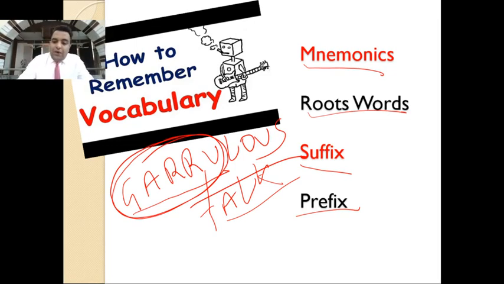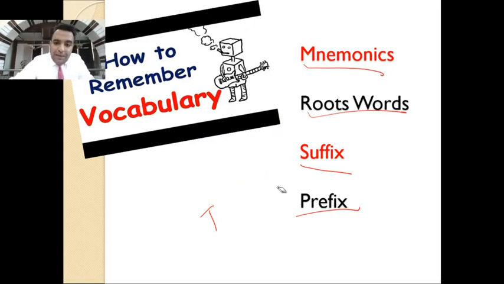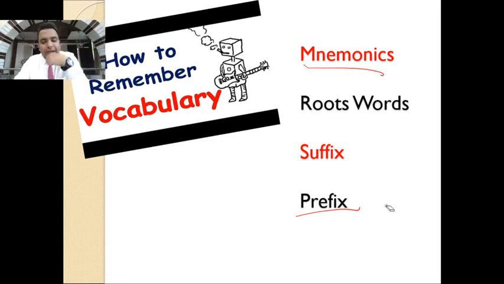So I don't know whether you're garrulous or taciturn, but I believe that you all are good human beings. So let's move ahead. These words were through mnemonics.